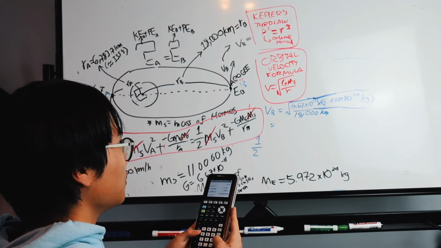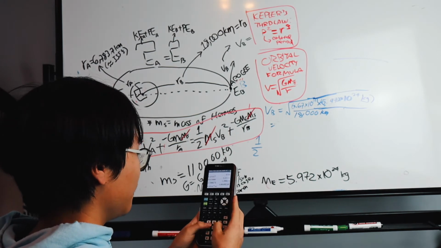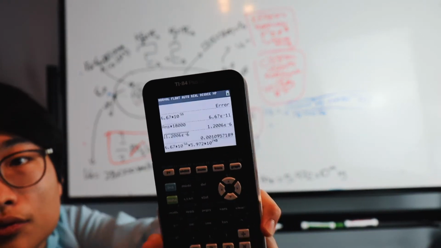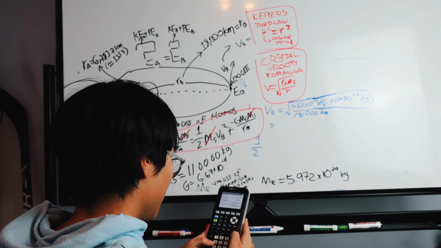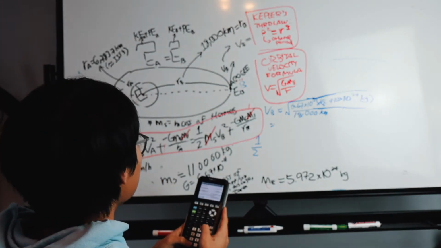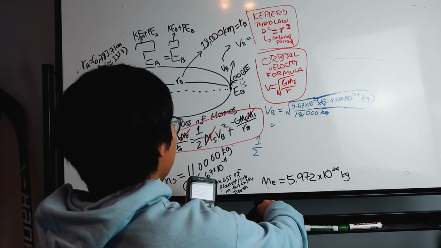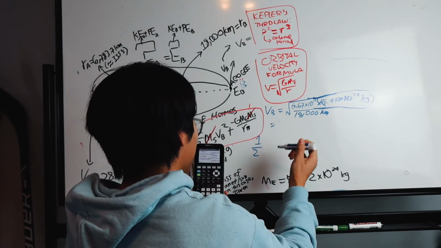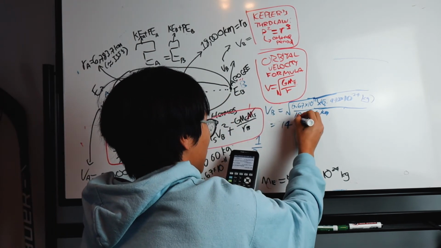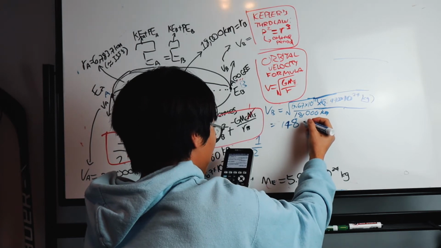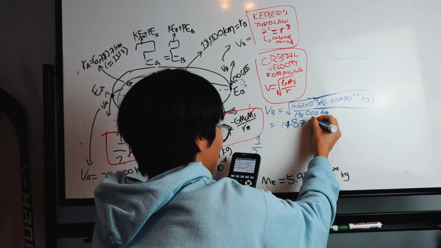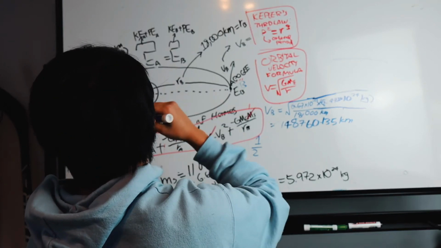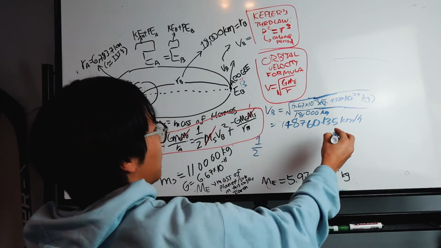Square root of 6.67 multiplied by 5.972 times 10 to the power of 24, and we're going to divide that by 18,000 kilometers. Okay, so we got the velocity. The velocity is about twice the value of RA, which I expected. So the velocity at point B is going to be 1,048,760.135 kilometers per, is it hour? Yeah, hour. So this is the value of VB.